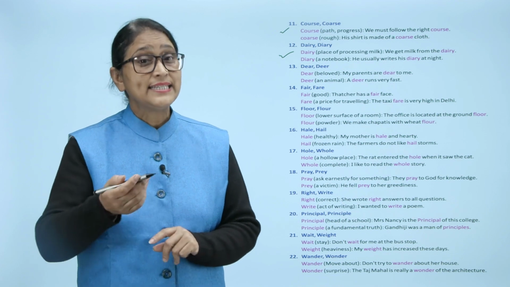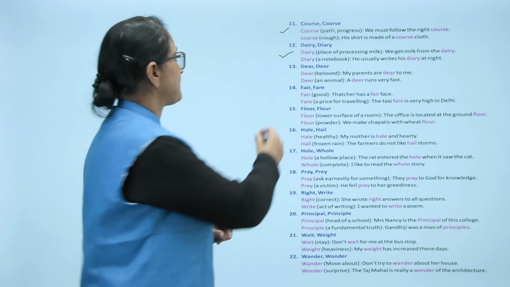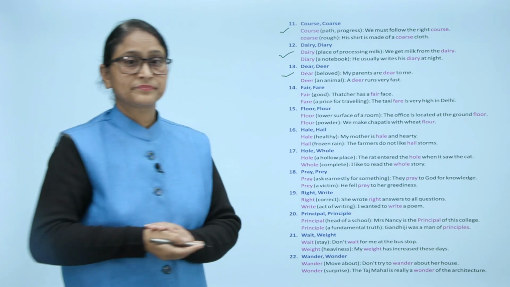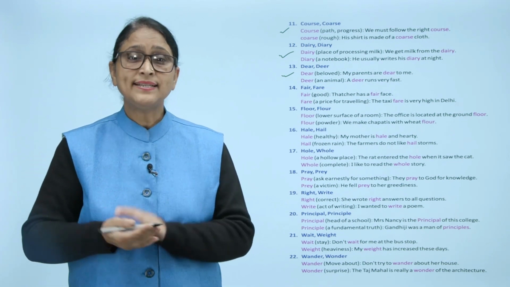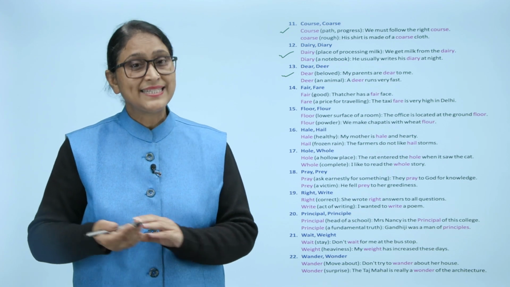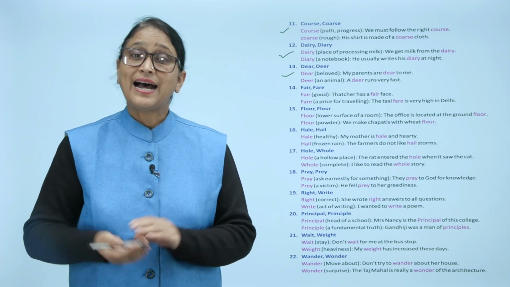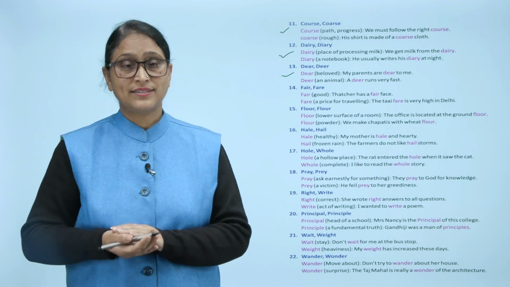Next is dear and deer. Dear, beloved. My parents are dear to me. Deer, an animal. A deer runs very fast.